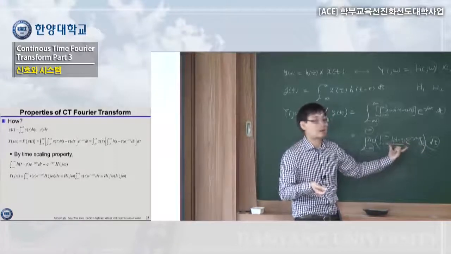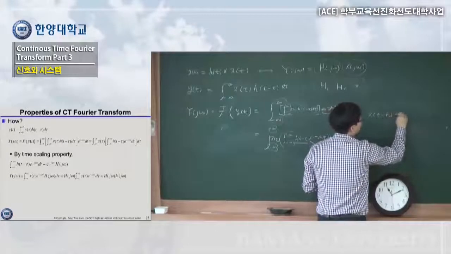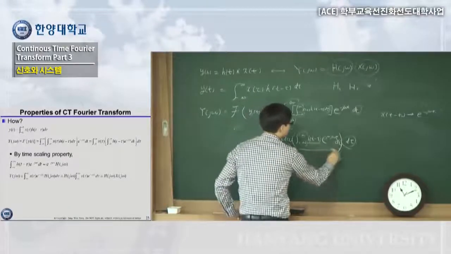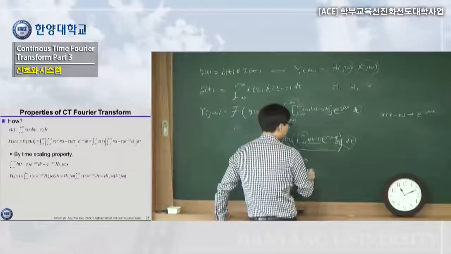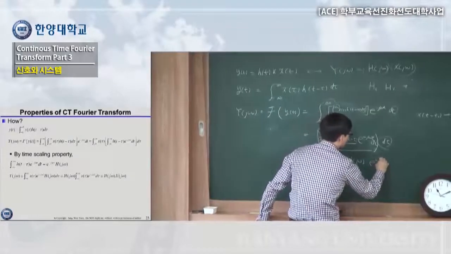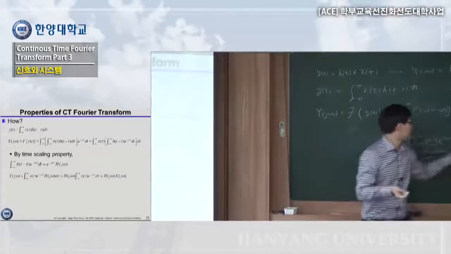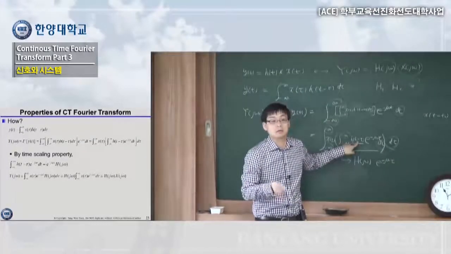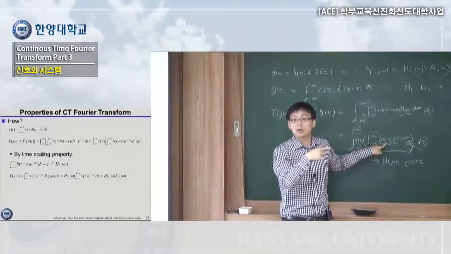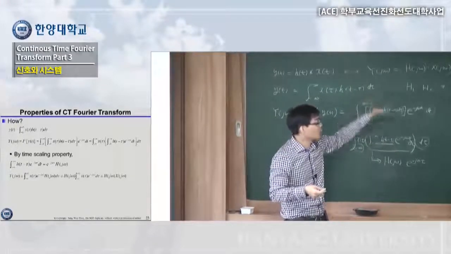So τ we can consider as a constant, which is a time shift. Remember, a time shift of x changes to e^(-jωt0), right? So if you do that, this one changes to H(jω) times e^(-jωτ). Here τ corresponds to t0 because our variable is t. Any questions? Does anybody need one more explanation? Okay. Until here, from here to here, questions?